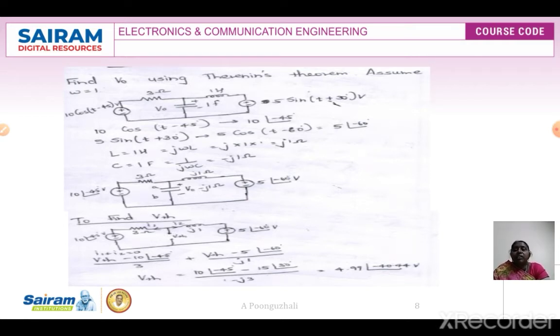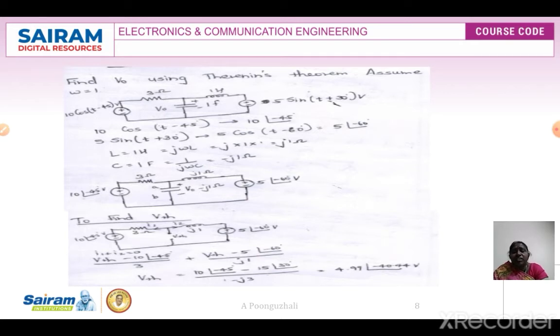So here in this case your voltage source is going to be 10 cos(t minus 45). That means your voltage source is going to be 10 phase angle minus 45. And similarly your source is going to be 5 sin(t plus 30), which I can write as cos(t minus 60). So here it is going to be 5 phase angle minus 60.